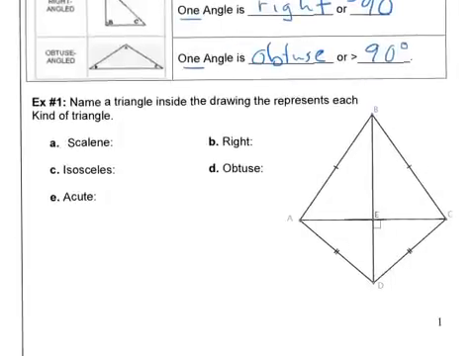Alright. So we're going to name triangles that represent each one of these. I want you to go ahead and try to do that. Try and go through and see if you can name at least one triangle that is scalene, right, isosceles, obtuse, and acute within this drawing here. So there's triangles within triangles. So here I have BEC or ABC. There's lots of different triangles here. See what you can name. Pause the video, and I'll put up the answers in just a second.